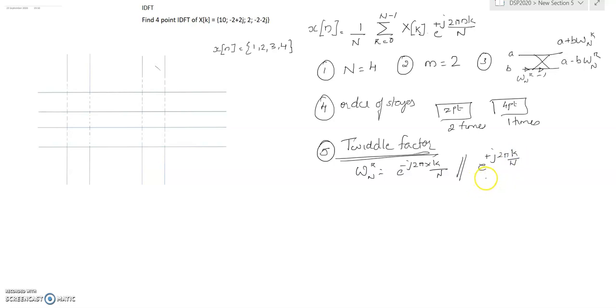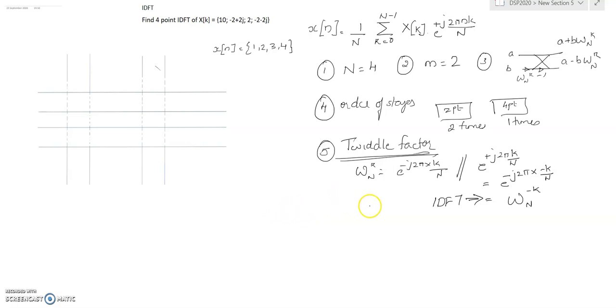Now W, if we assume it represents e raised to minus j 2 pi, then this is equivalent to e raised to minus j 2 pi into minus k by N. So the twiddle factor used for IDFT problems will be given by W_N^(-k). So in comparison, the twiddle factor used for DFT problems is represented by W_N^k, and when it comes to IDFT problems, the twiddle factor will be represented as W_N^(-k).